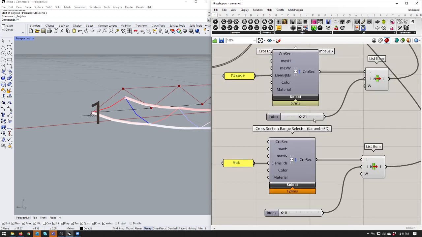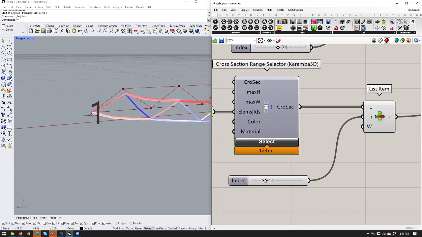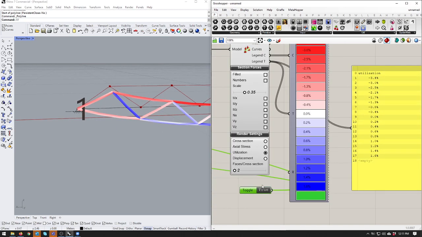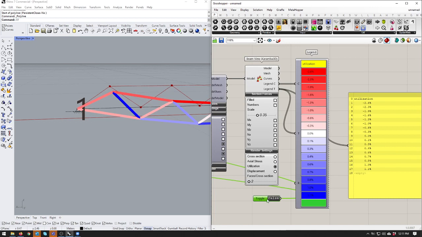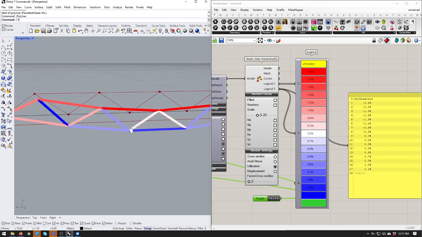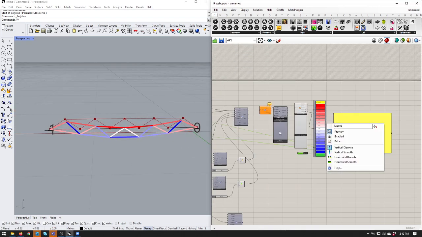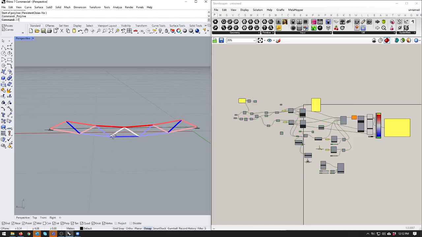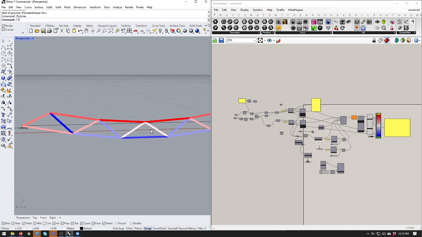Mind you, I am doing this with a fairly unrealistic structure. So let's just size that up a bit. Okay? Cool. Now, we very rarely have structures that only need to support themselves. So how do we actually put weight on this?